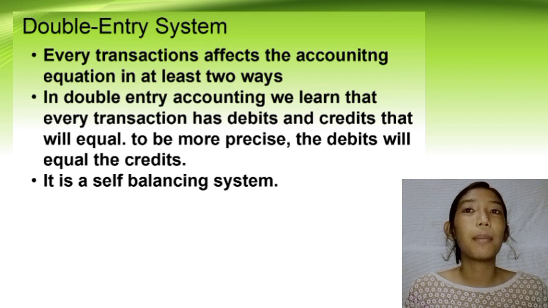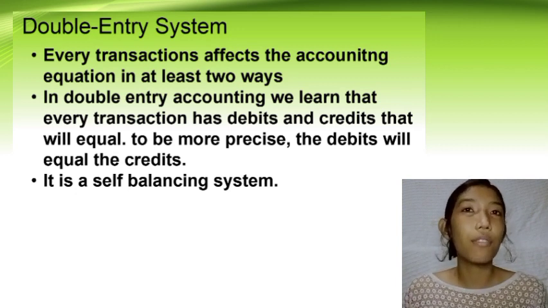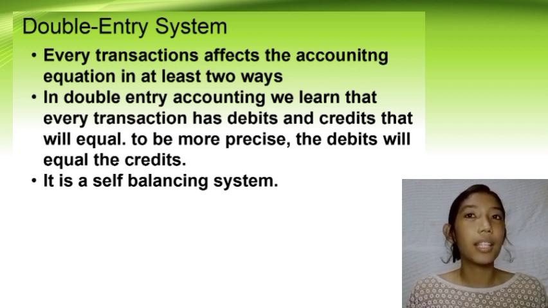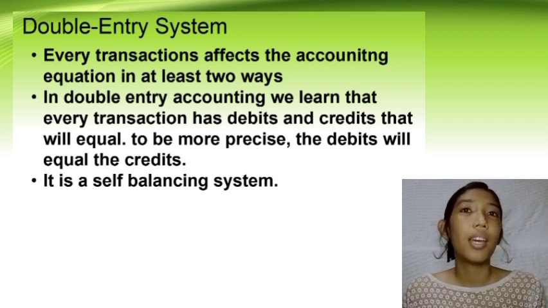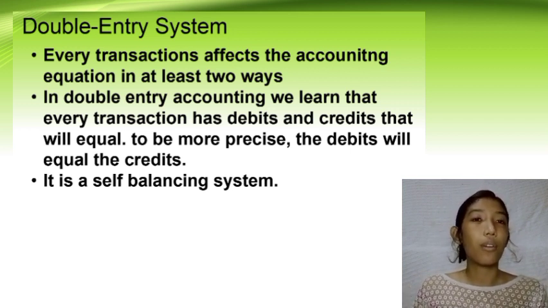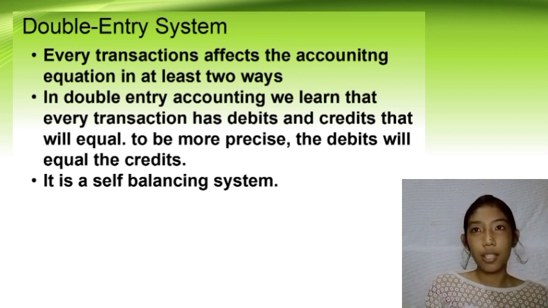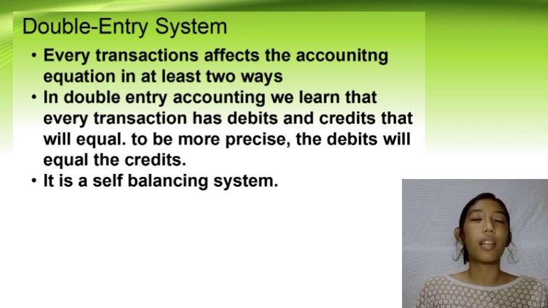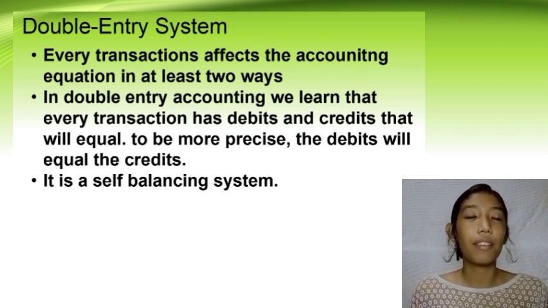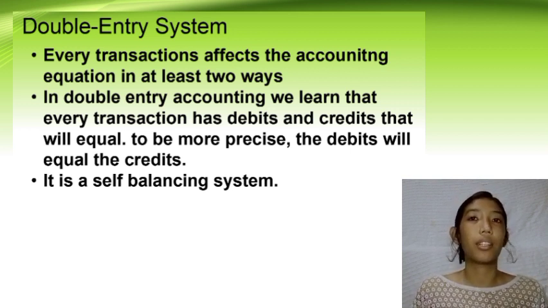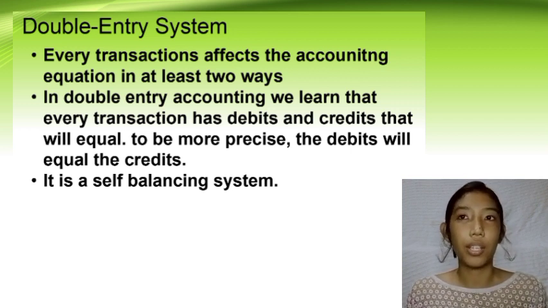In accounting, a debit is an entry that increases the balance of an asset or expense account, or decreases the balance of a liability, equity, or revenue account. In the double entry system, a debit is recorded on the left side of the ledger, while a credit is an entry that increases the balance of a liability, equity, or revenue account, or decreases the balance of an asset or expense account. In the double entry system, a credit is recorded on the right side of the ledger.